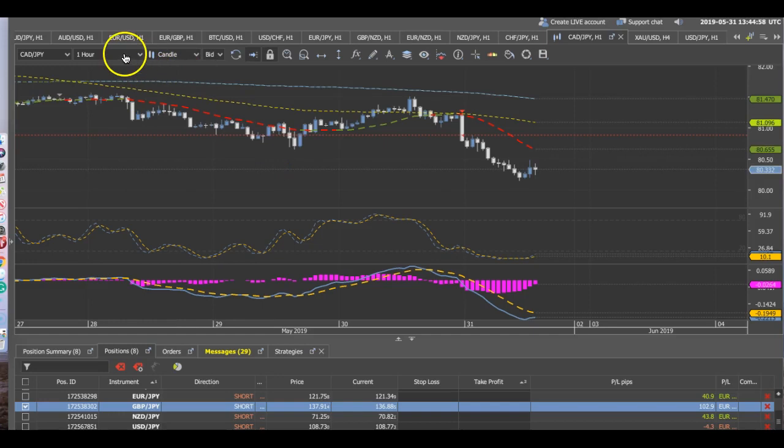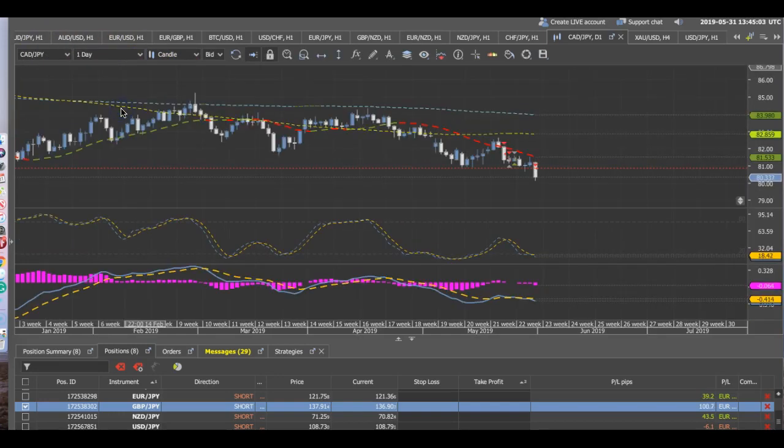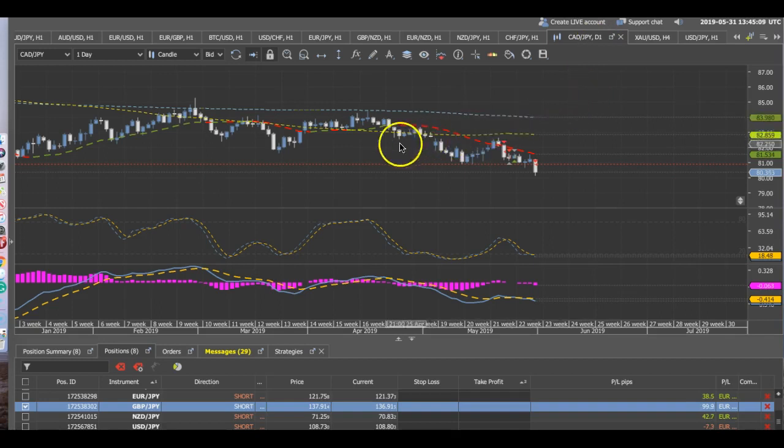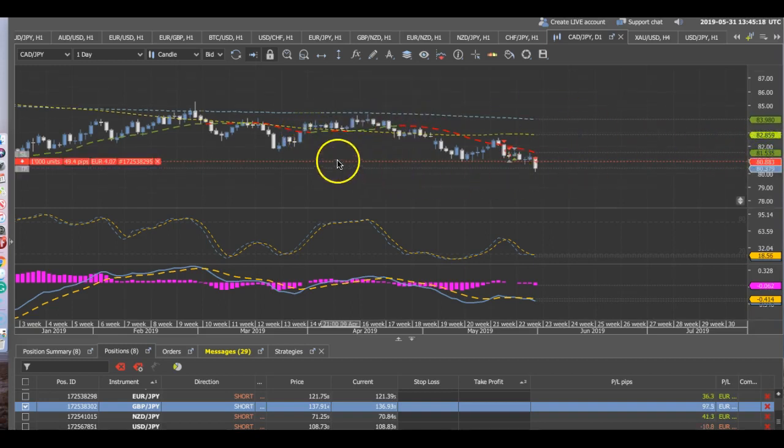So the first thing I do is we're looking at CAD yen. I look at a daily chart to determine the overall direction of the market. Starting, I guess, from back in March, CAD yen had been in a strong downtrend. Price is below the 200 moving average line. It went above the 100, but it just resisted that 200 moving average line and started heading south again.